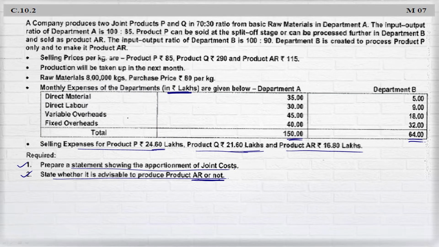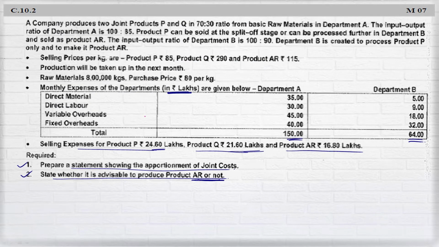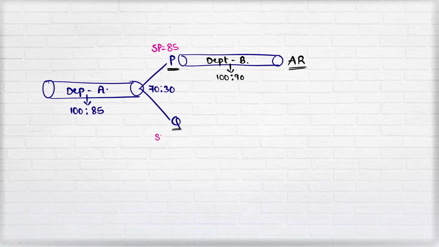Selling price per kg are as follows. Product P rupees 85. Selling price is rupees 85 per unit. Product Q 290. Selling price is 290. And product AR 115. Selling price is 115. Sir, we will be getting 85 and 115 together? Never. Either you can sell the product at split off point or you can further manufacture it.